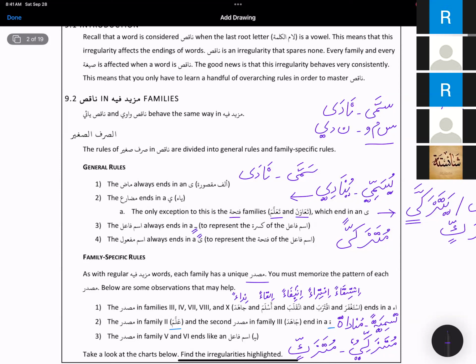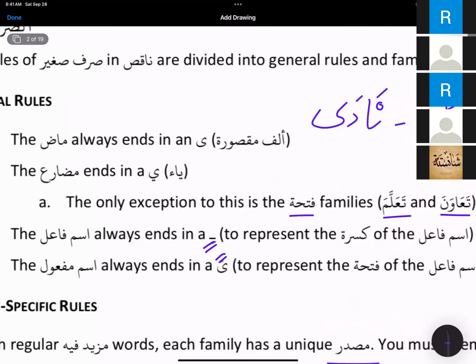Now in Madi, what is going to happen? We are always going to see alif maksura, right? In Mudariya, what is going to happen? The Mudariya ends in ya, meaning instead of alif maksura, it is ending on ya with dots. Without dots, it is alif maksura, but with dots, it is ya. So the mudariya is going to end with ya.